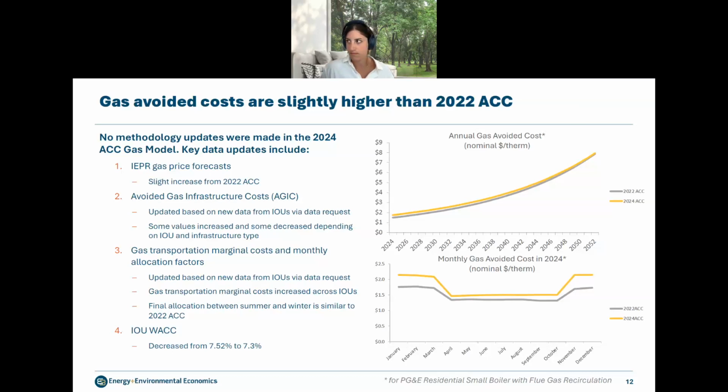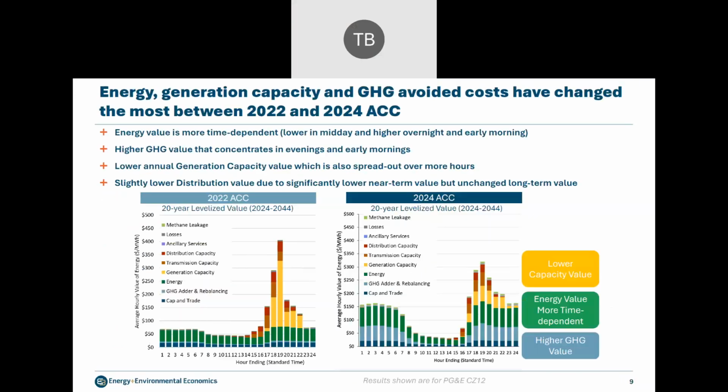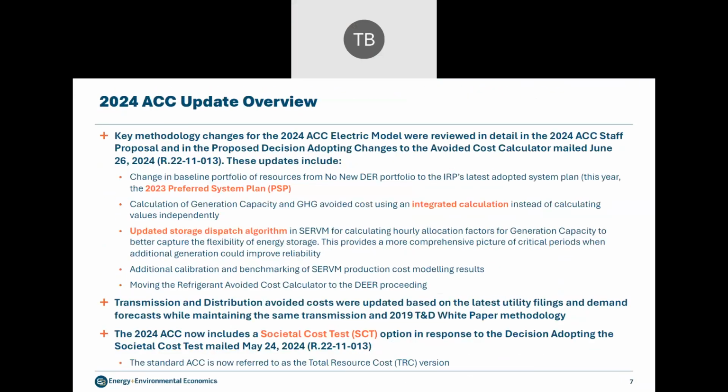This is Tom Beach. I'm a consultant to the Solar Energy Industries Association, SEIA. I noticed that your first slide said that the draft you've released on the 2024 ACC is based on the staff proposal and the proposed decision. Yes. I just want to ask, obviously, you referenced what's been adopted in the proposed decision. A proposed decision is just that. It's not a final decision. The proposed decision still has yet to be voted on by the commission.